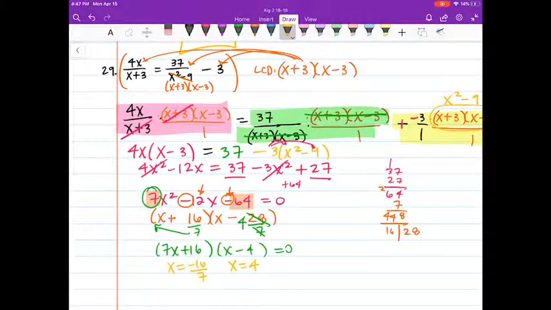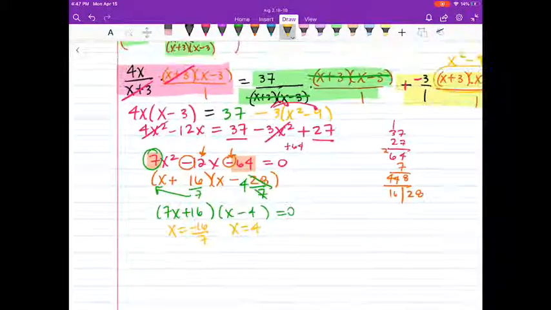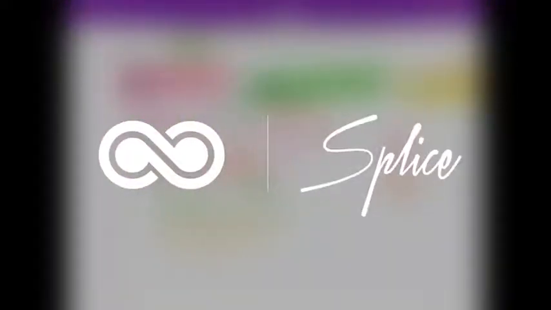But I can't call it a day until I go back and make sure that these answers won't be extraneous. Well, from the beginning, the only numbers I couldn't plug into my denominator were positive 3 and negative 3. Otherwise, I would have gotten 0. Neither of these are positive 3 or negative 3, so they are both my final answer.